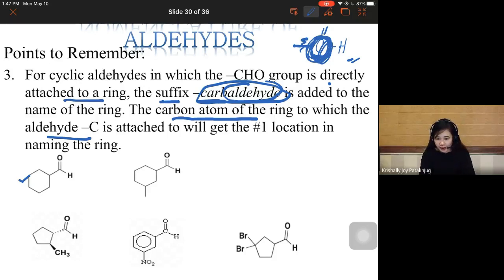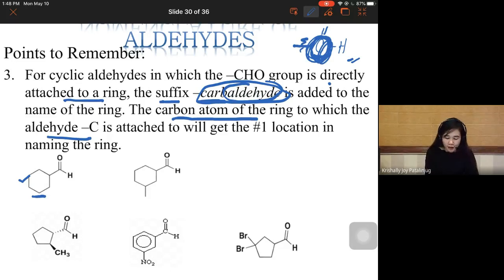Wala na ko nakita inyong answer. Sige, type in your answer. What is the name of that cyclic ring, without that aldehyde group? That is very good. Cyclohexane. Okay? So cyclohexane is the corresponding name of the cyclic ring. That is the first thing that you have to do: name the ring. If there is a substituent, then identify the substituent together with the ring.